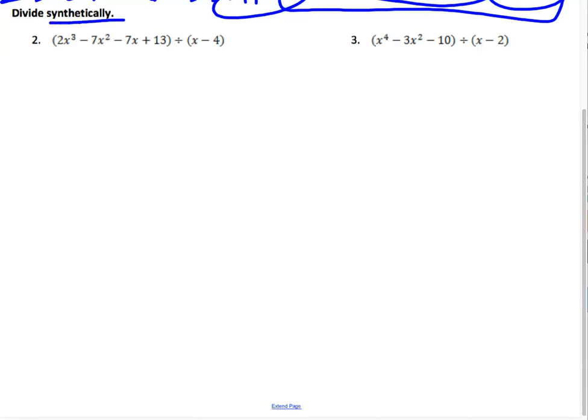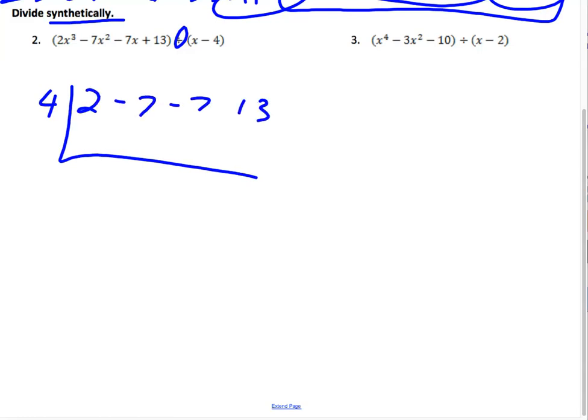And it says synthetically, make sure you follow directions. So if I divide, and it's got to be a linear when I divide, this is a divide sign, not add. If I divide by x minus 4, I put a 4 on the outside. Again, it's x to the third, so I need 4 numbers on the inside, and they're all accounted for. 1, 2, 3, 4. Well, drop it down, multiply, add, multiply, add, multiply, add.